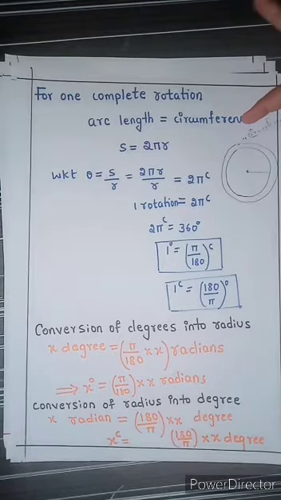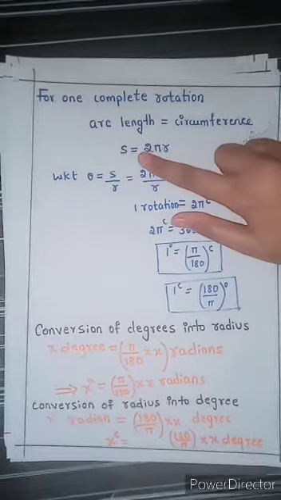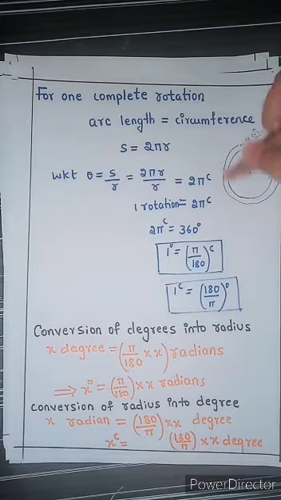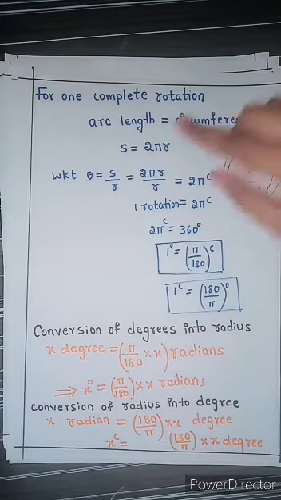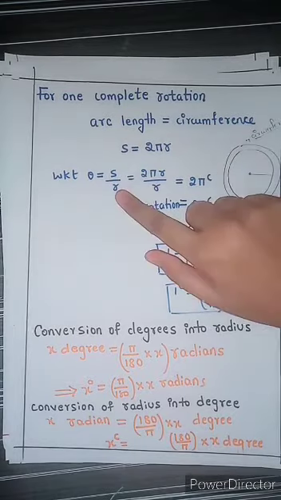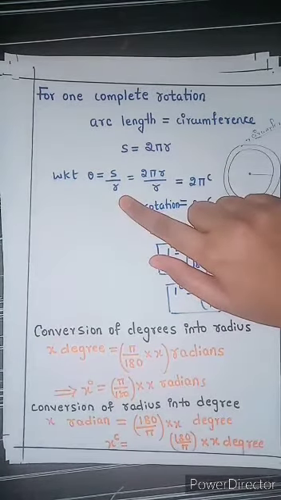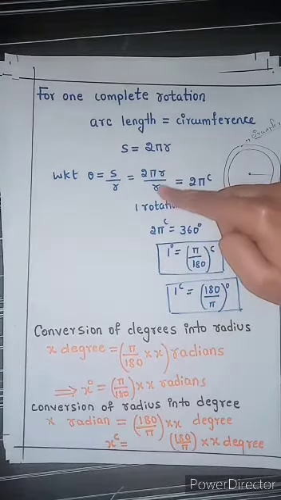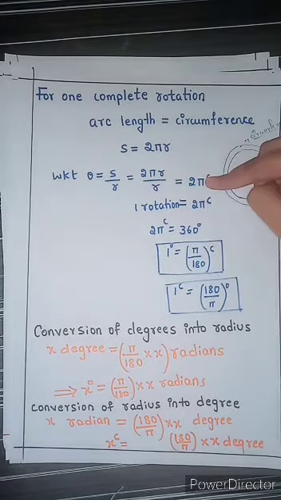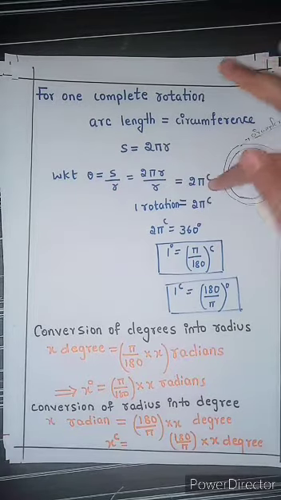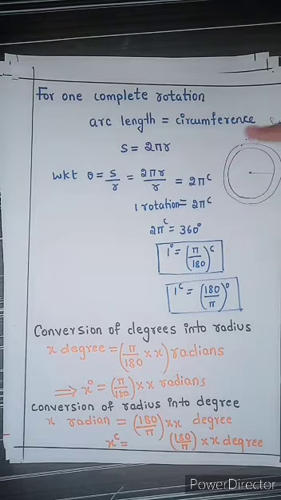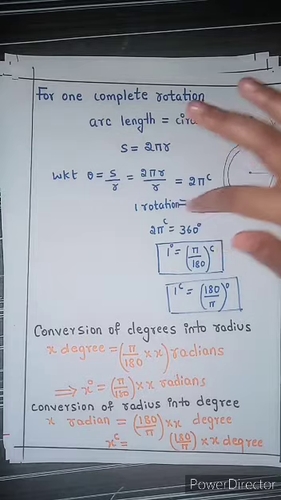For one complete rotation, arc length is equal to circumference. Arc length is S, right, where circumference is 2 pi R. Now theta is S by R, just now we studied, right, where S is 2 pi R, and R by R gets cancelled, giving 2 pi radians. Now theta is in radians, so one rotation is equal to 2 pi radians.